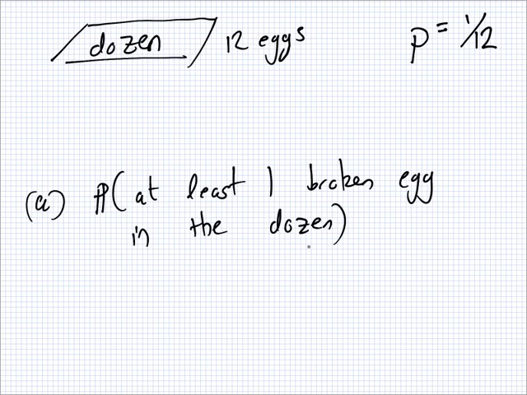So you don't want this, of course. You don't want a broken egg. So what's the probability that you get at least 1 broken egg?